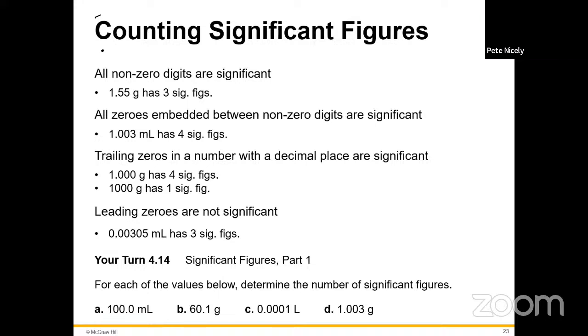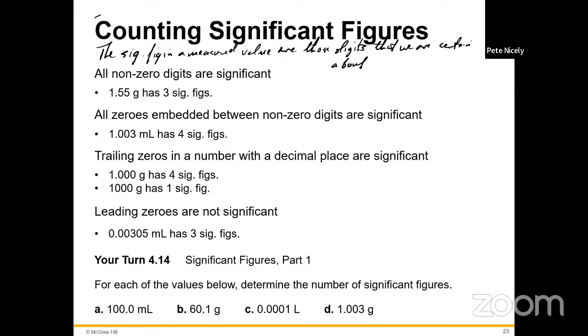Okay, so the significant figures in a measured value are those digits that we are certain about plus one estimated digit.